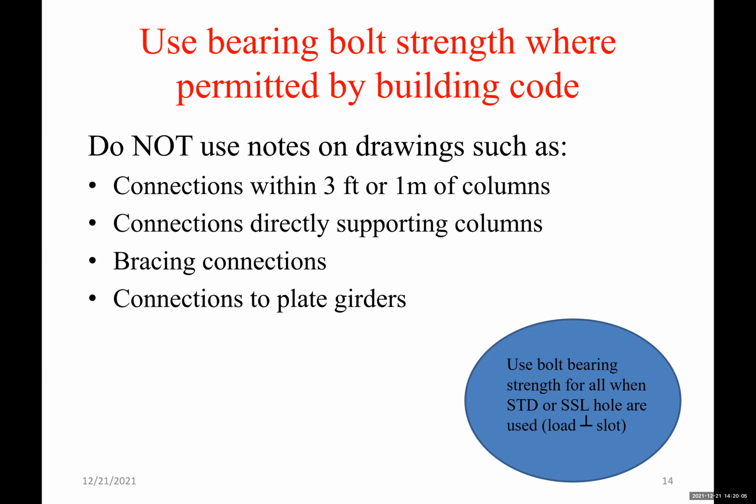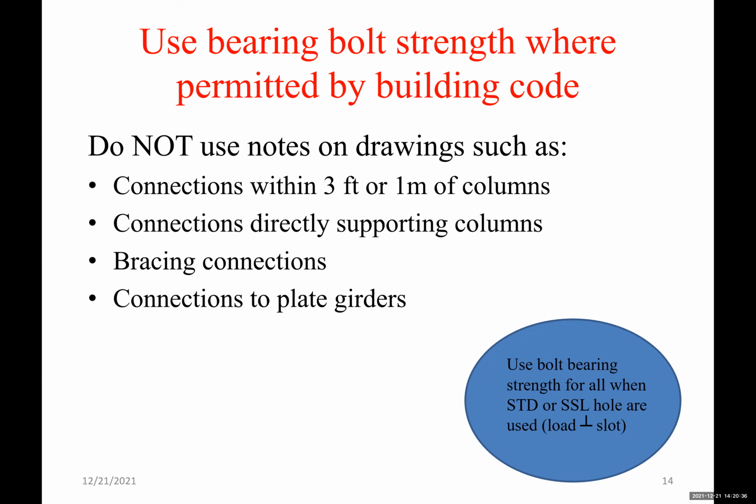Connections to plate girders. Okay, so the connection to plate girders, of course, should be done by the engineer who is designing the whole building, not the steel fabricator. The plate girders, of course, are composed of at least 3 plates welded together, forming an I shape. So that needs to be designed completely by the engineer, not by the steel fabricator, and of course the connections to it.